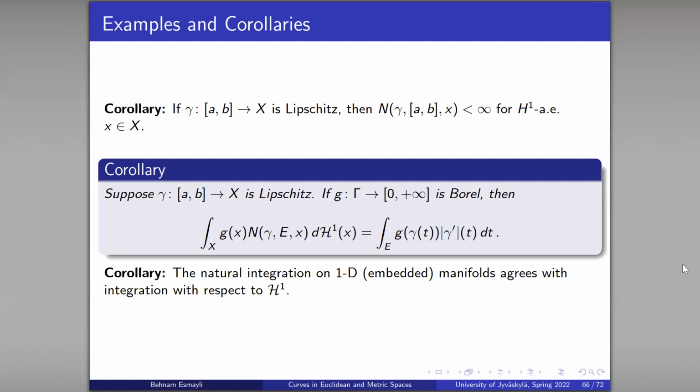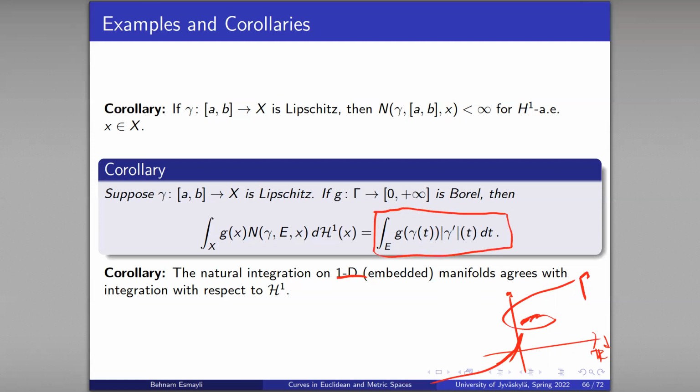Another corollary, which is quite not immediate, needs some background in Riemannian manifolds. If you have a one-dimensional Riemannian manifold that is, for simplicity, embedded in a Euclidean space, so you are in some big R^n, but some one-dimensional curve is sitting there, which is a manifold. So it goes from behind and not really self-intersecting. There is a way to define integration on gamma of a function, and that definition is this one. So this is taken to be the definition of integrating G over the manifold gamma.